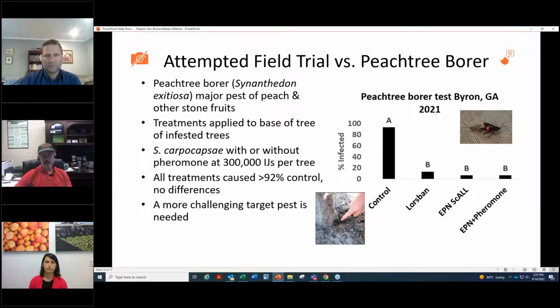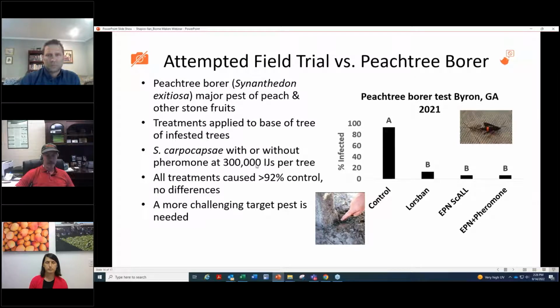The first field test that we did was against peach borer, a major pest of stone fruits, including peaches, plums, cherries. We applied the nematodes, and this is another nematode, S. carpocapsae All strain, with and without pheromones, with a relatively low rate of the nematodes per tree. And this insect pest bores into the roots, so you're applying to the soil.